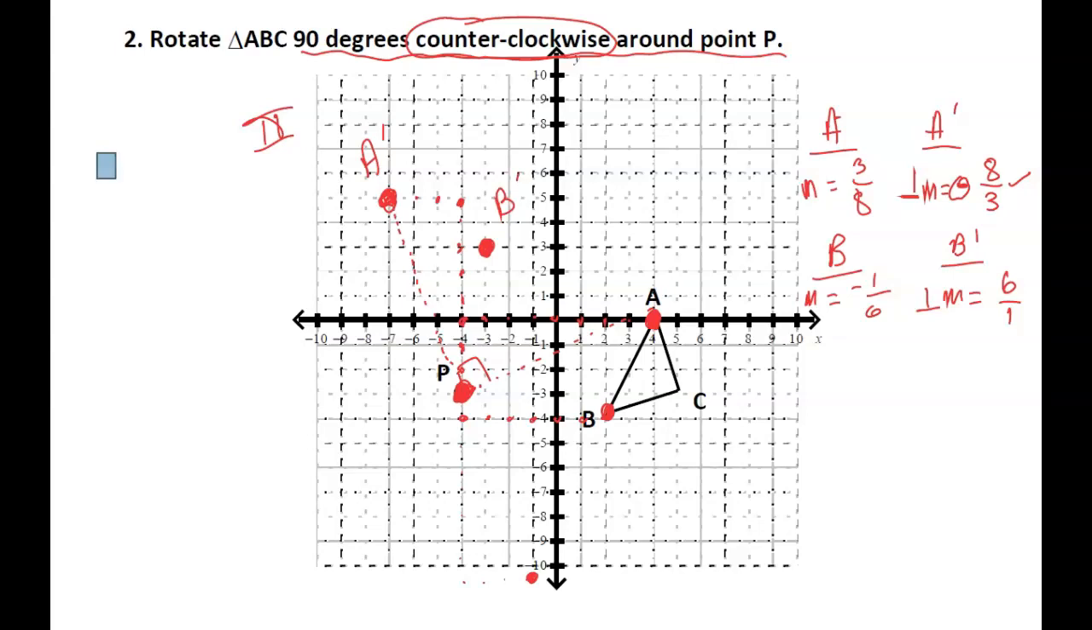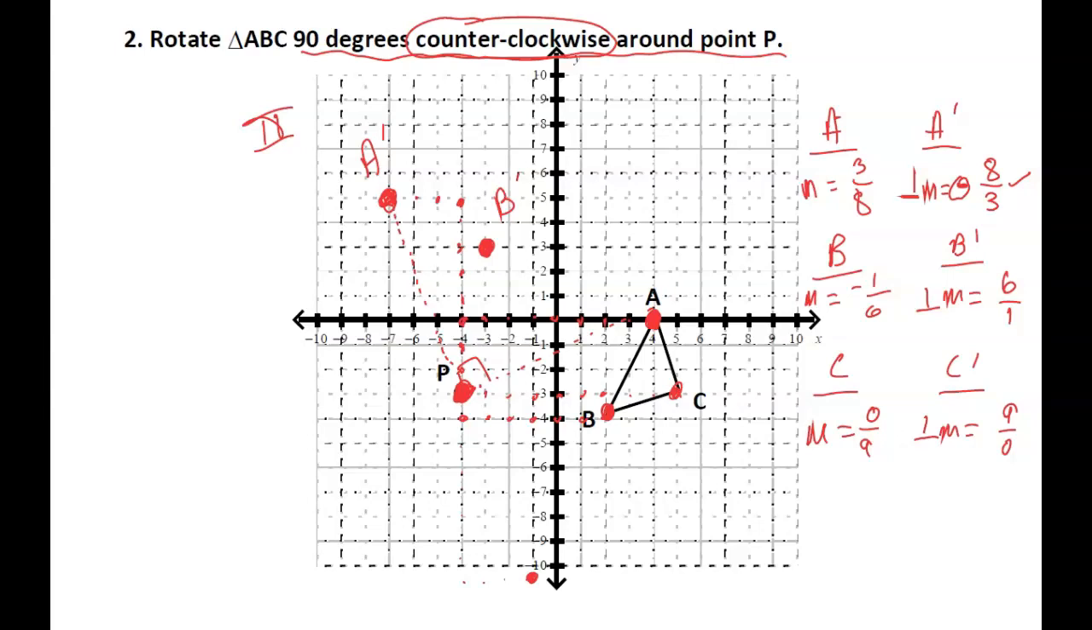All right, and then last but not least is point C. Easiest one to get from point P to point C. We're going to go up and down 0. We don't have to go up and down at all, but we would go right 1, 2, 3, 4, 5, 6, 7, 8, 9. So C prime then, perpendicular slope, we're going to flip it. 9 over 0.